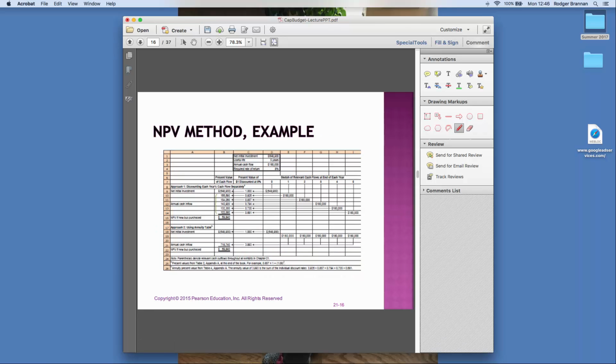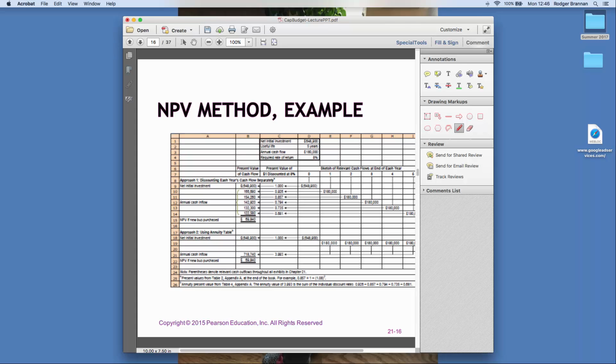And you may have to expand this a little bit. But the initial cost is $648,800. And that's the initial outflow. Okay, I'm going to expand this a little bit here. So they're going to get $180,000 each year. So this is the outflow that occurs right now, so it's going to have a present value of 1. So at the end of each year, they're going to receive $180,000 from it.